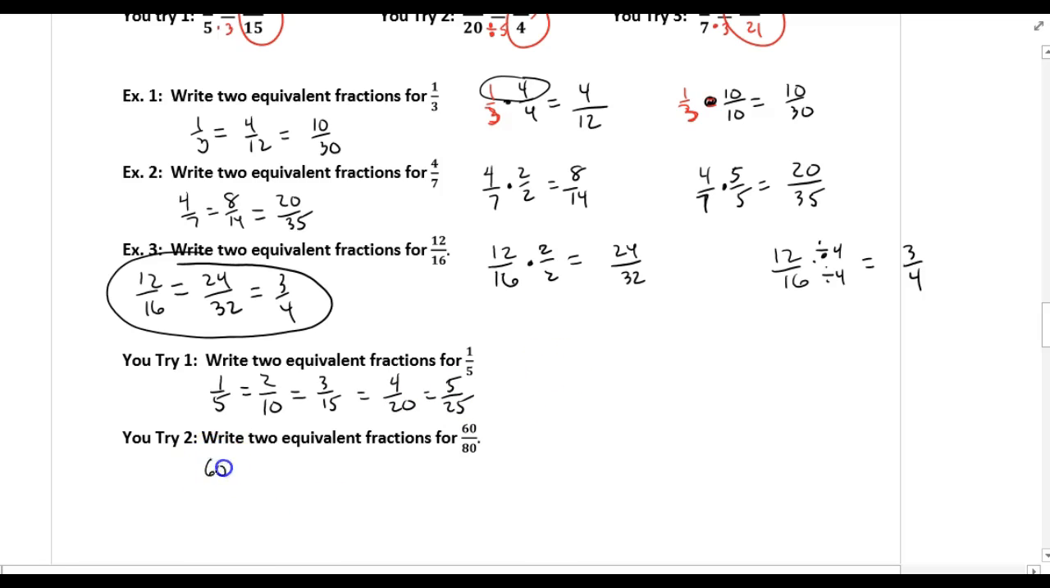Now 60 over 80, right? I would probably go the division route. So divide numerator and divide denominator by 10. It would give you 6 over 8. Divide them by, say, 2. It would give you 6 divided by 2 is 3. 8 divided by 2 is 4. You could also multiply numerator and denominator, but it's not always the easiest choice.